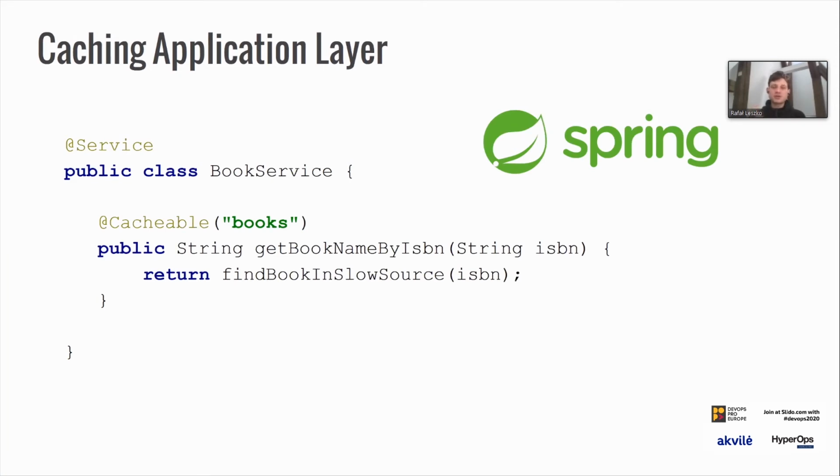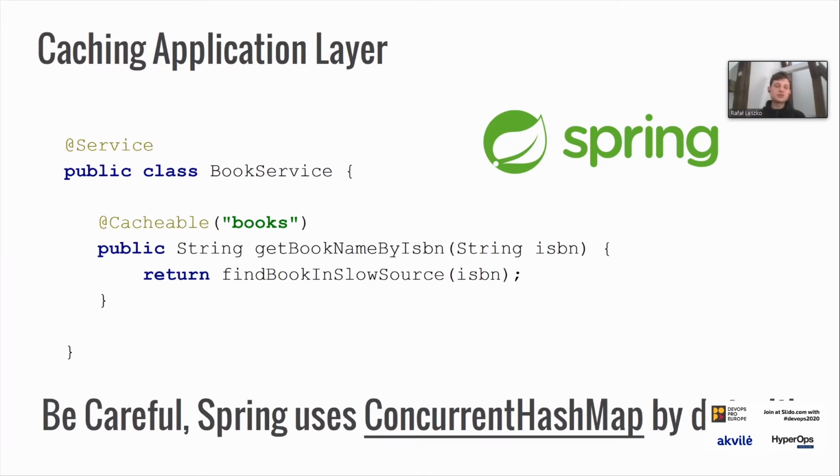If you happen to use Spring, that would be the code to cache calls. So we define a service, and with one annotation, Cacheable, each call to this method, getBookNameByISBN, will first check if it's in the cache. If it's in the cache, return the cached value. If it's not in the cache, only then execute findBook in the slow source. But be careful, because Spring, for some reason, uses ConcurrentHashMap by default. So we are better off starting by defining our own cache manager with a different cache library.